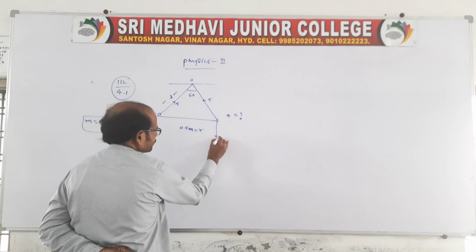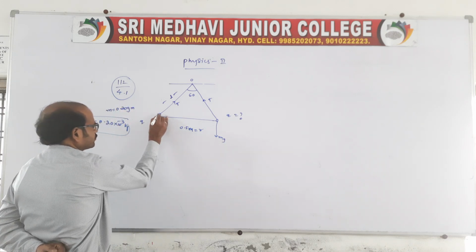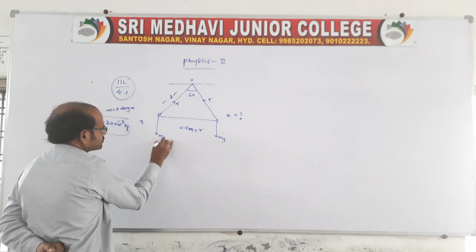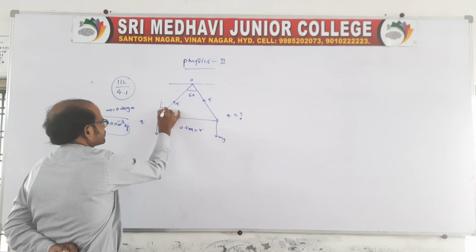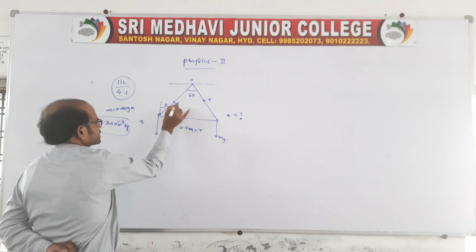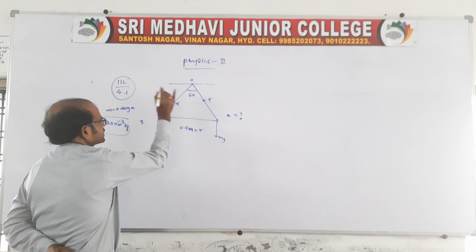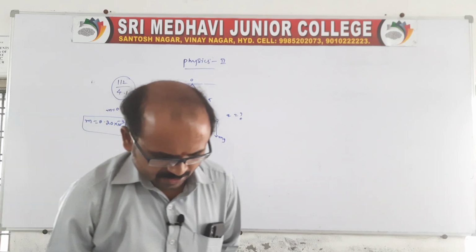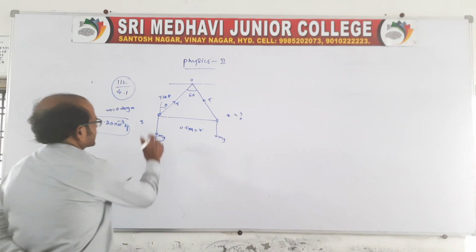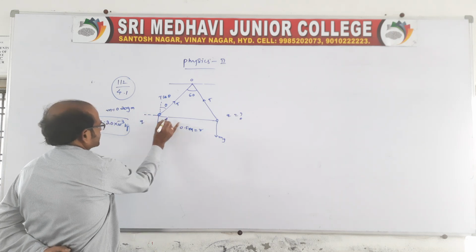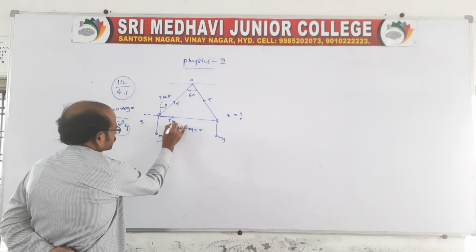Therefore, at this position, mg is acting down for this ball, and for this ball also mg is acting down. Suppose you draw a line which makes an angle theta. Then this T can be resolved into two components: T cos theta is one, acting like this, and T sin theta is the other, acting like this.